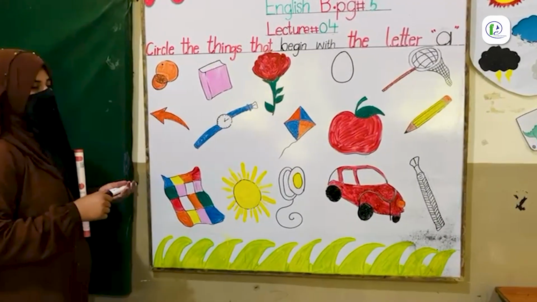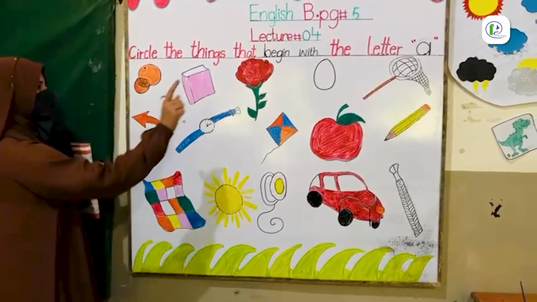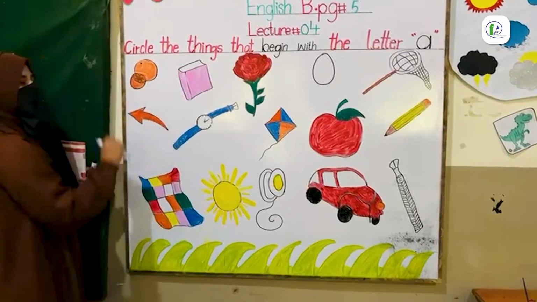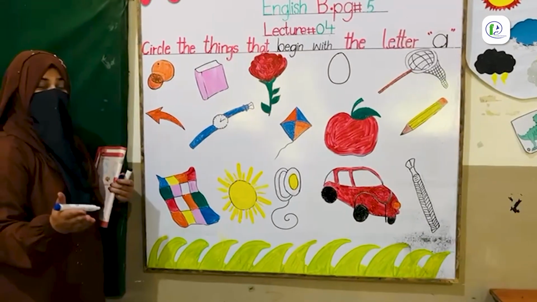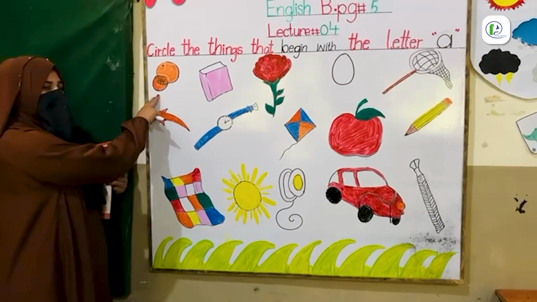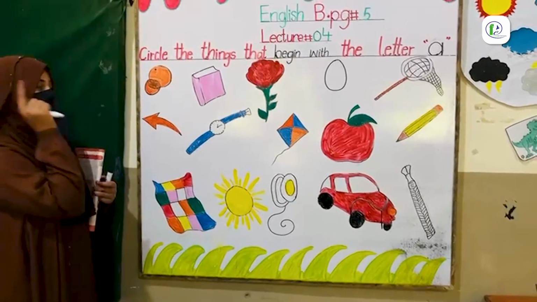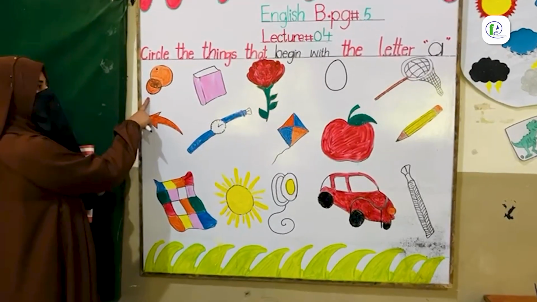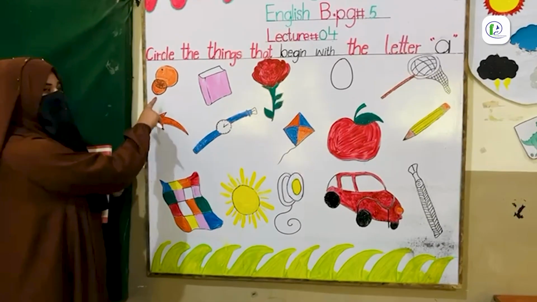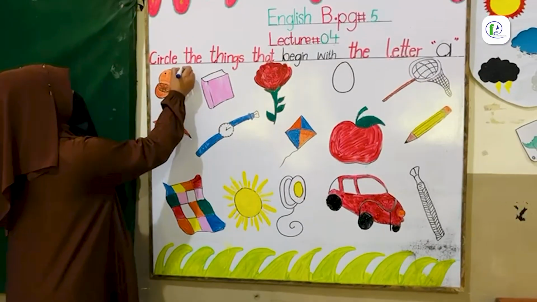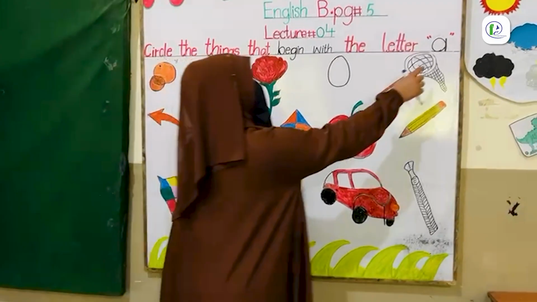Okay students, let's start. Pick up your pencil. Orange. What is this? This is an orange. Does it start with A? Think about it. Orange? No, it does not start with A. So we wouldn't circle it.